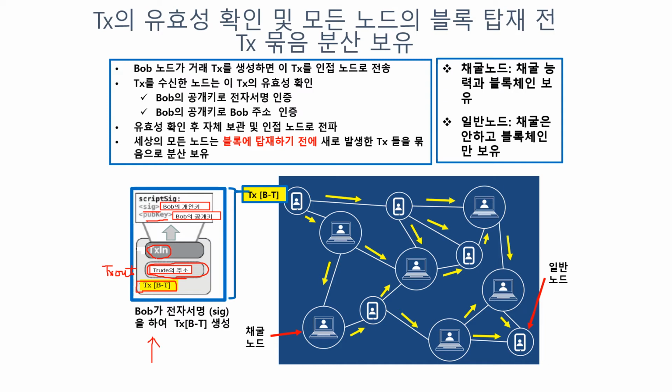Once Bob generates this transaction, Bob sends this transaction to an adjacent node. When this node receives this transaction, first it checks the validity of this transaction.